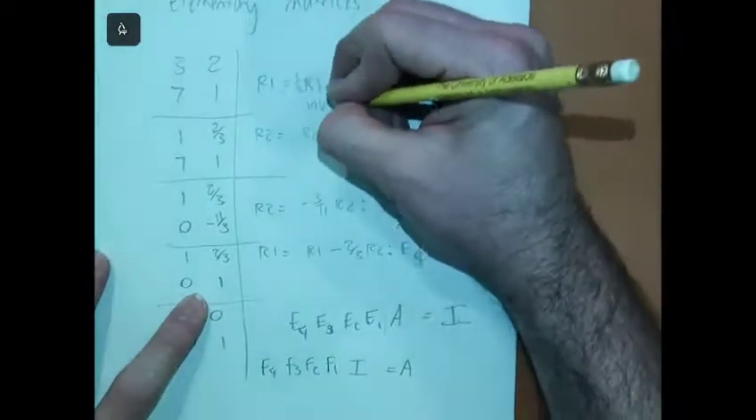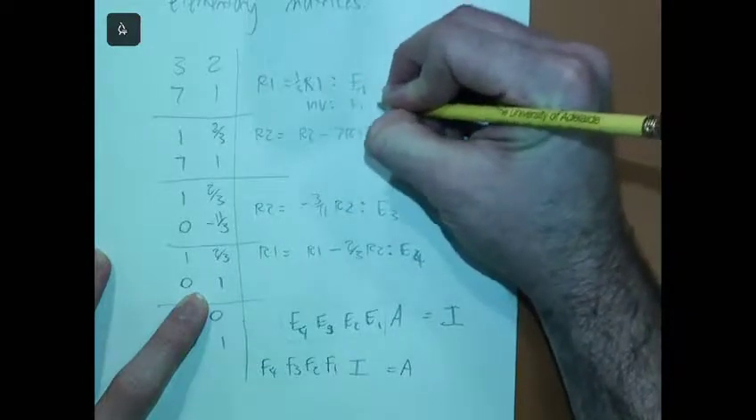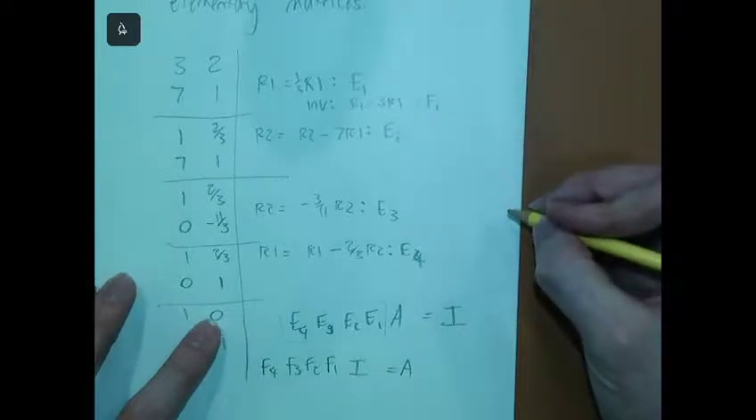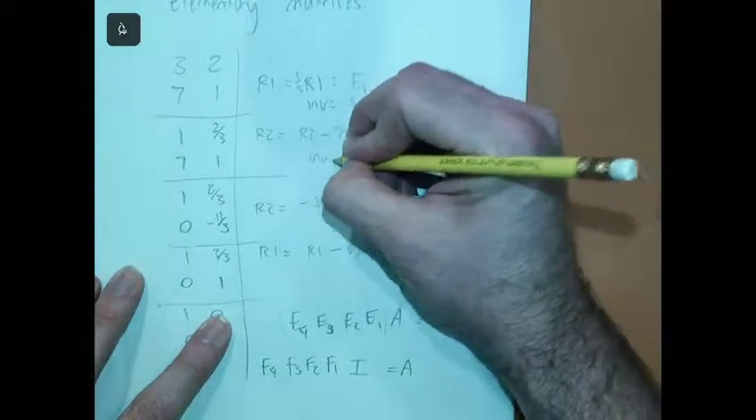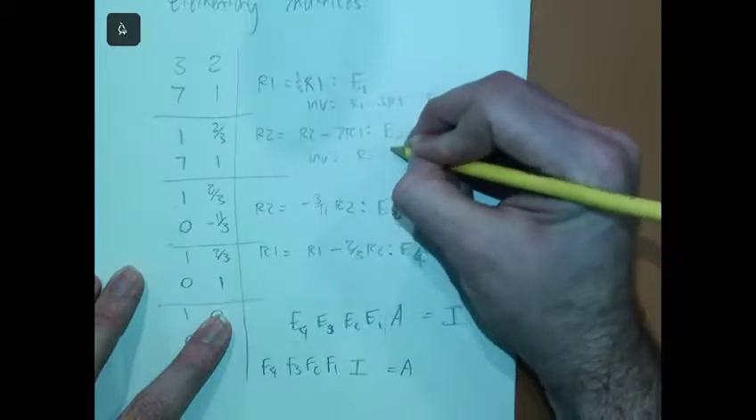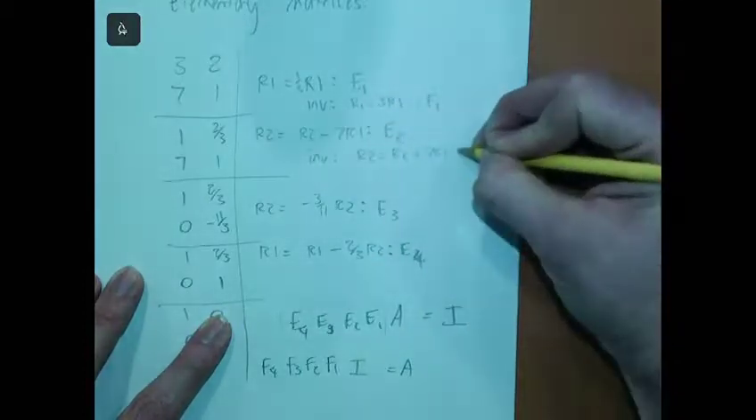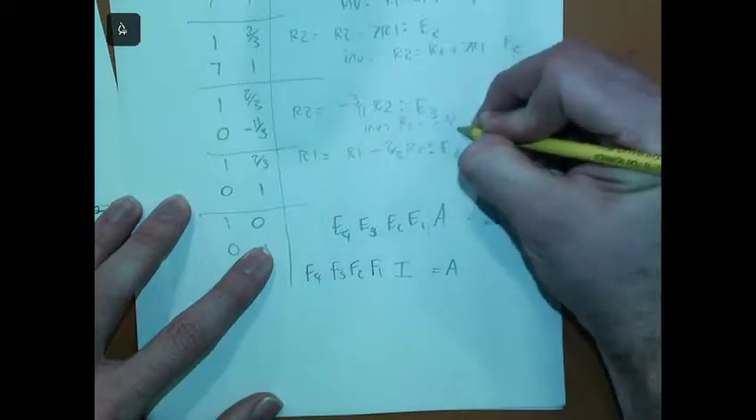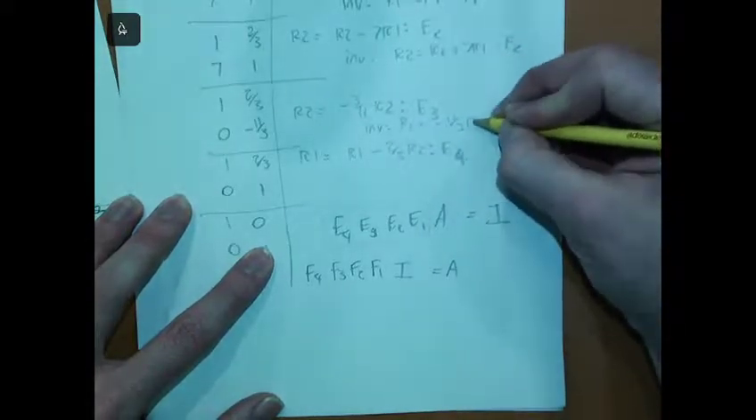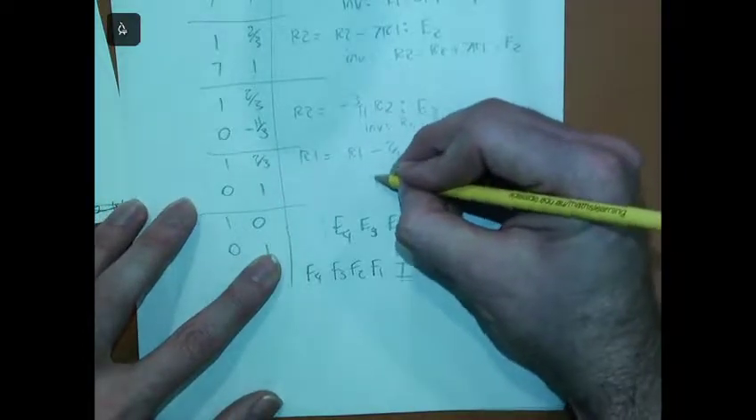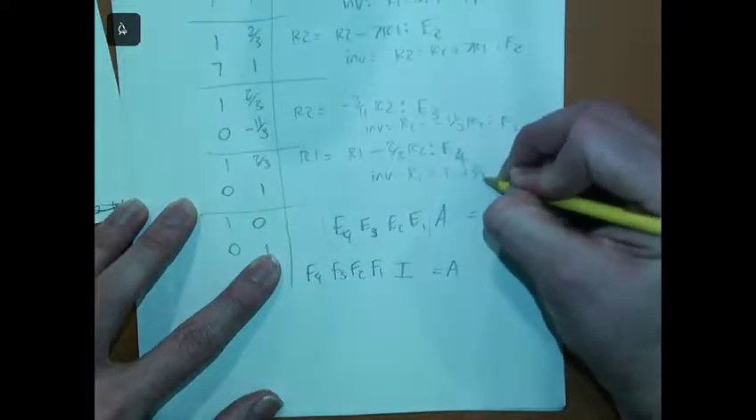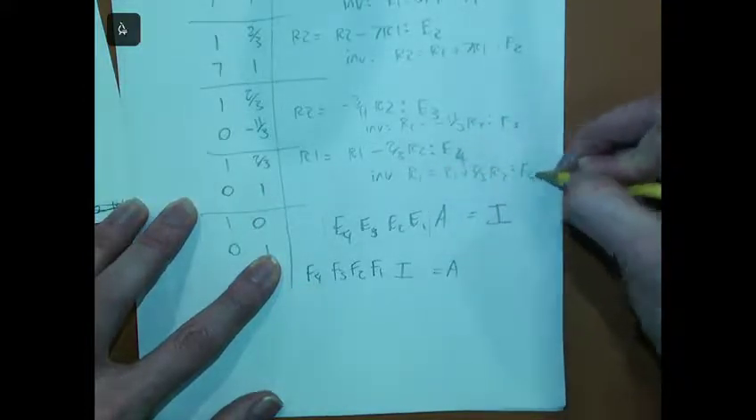So the inverse of this row operation is row 1 equals 3 row 1, which has its own elementary matrix. And the inverse of this row operation is row 2 plus 7 row 1, which has its own elementary matrix. And the inverse of this row operation would be row 2 equals minus 11/3 of row 2, which has its own elementary matrix. And the inverse of this row operation is row 1 equals row 1 plus 2/3 of row 2, which has its own elementary matrix.